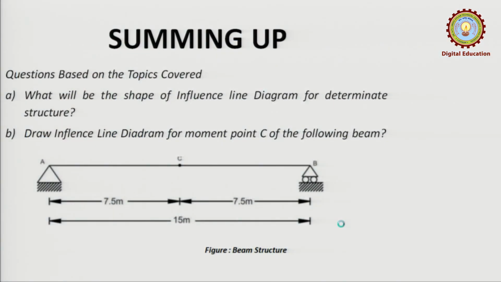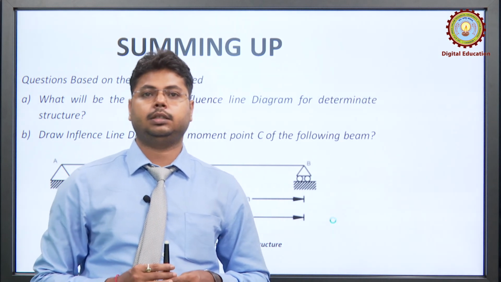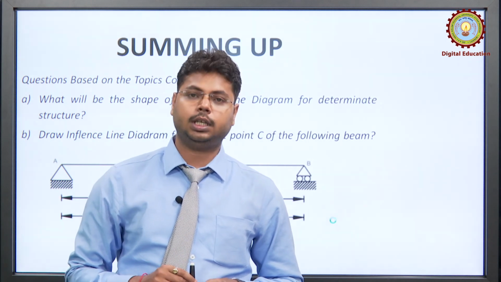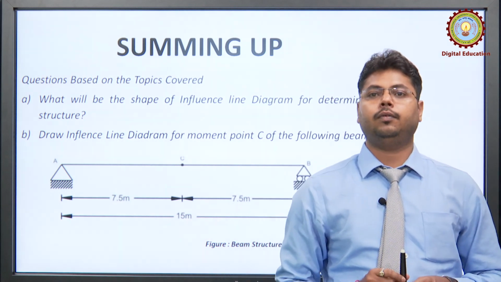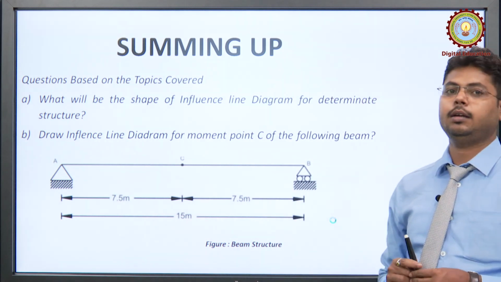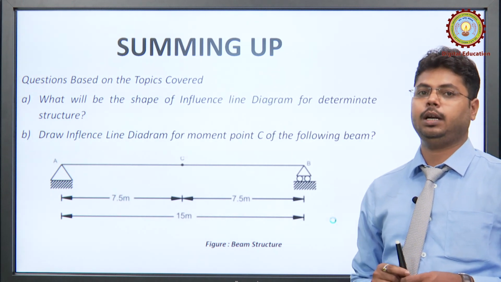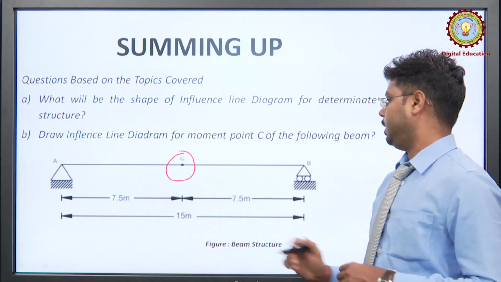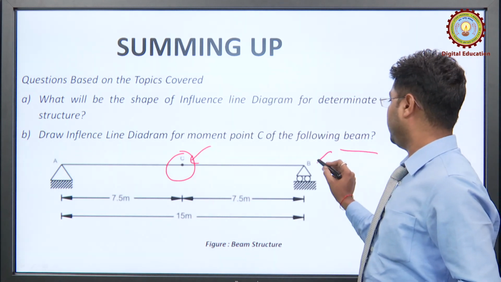We are going to sum up with questions. What will be the shape of the influence line diagram for a determinate beam? Here we are asking some basic questions about what we read here. The second question is to draw the influence line diagram for the moment at point C for the following beam. The beam is given here having a span of AB, and the total span length is 15 meters. Here point C is given, which is the midpoint of the span. You have to draw the influence line diagram for this beam.